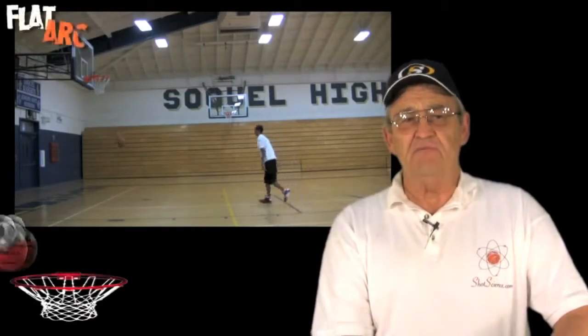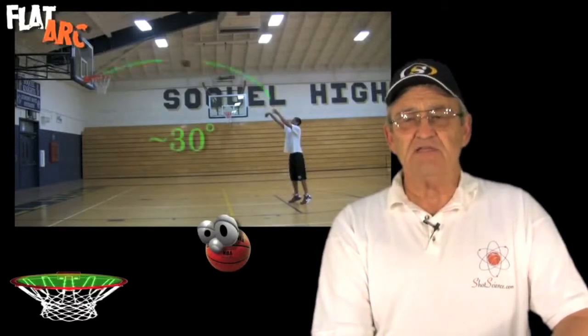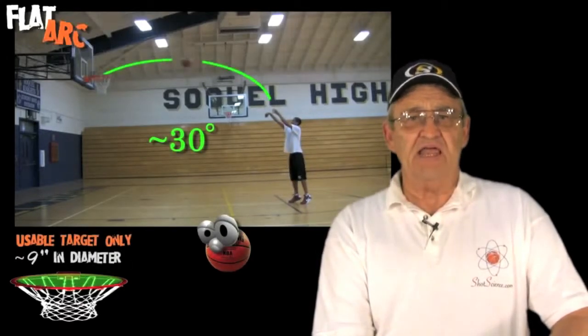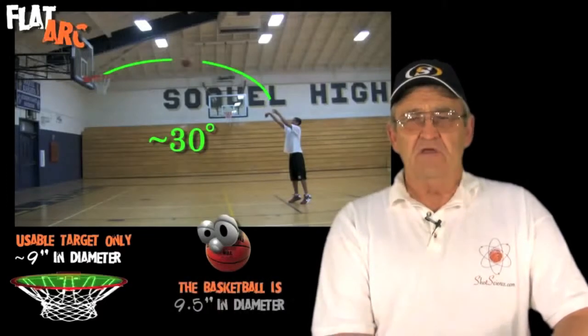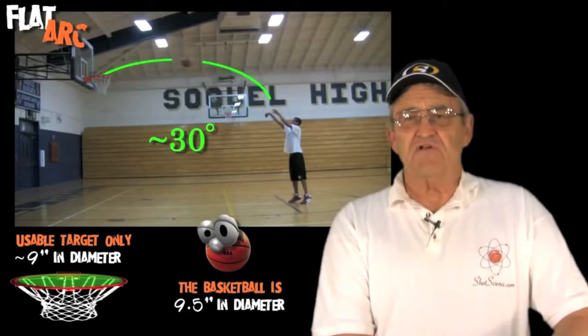As we talk about the arc, let's use an analogy. If the ball had eyes and it is approaching the basket, and we have a very flat arc, what's going to happen is that the basket takes on an oval shape. That flat arc is typically around 30 degrees, and the usable size of that basket is only about 9 to 9.5 inches in diameter. And so the usable target is very small.